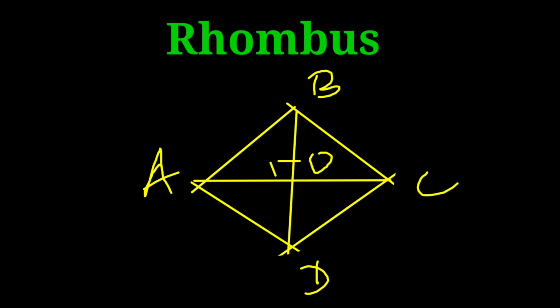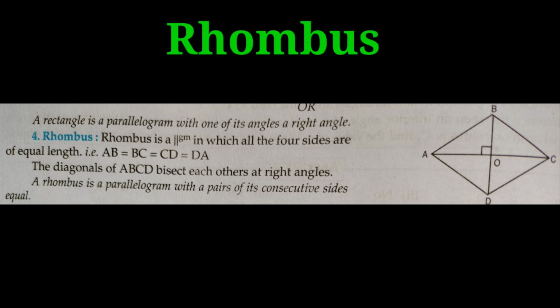A rhombus is a parallelogram in which all the four sides are of equal length: AB equals BC equals CD equals DA. And remember that these diagonals are bisecting each other at 90 degrees. So they are all right angles. A rhombus is a parallelogram with a pair of its consecutive sides equal.